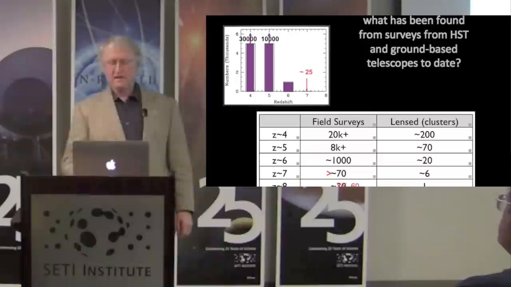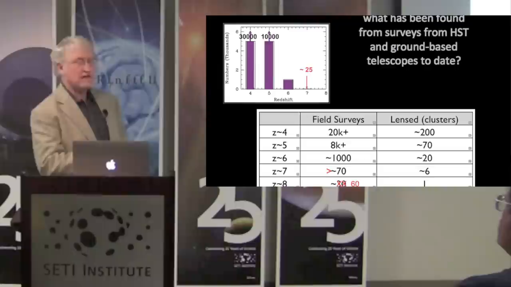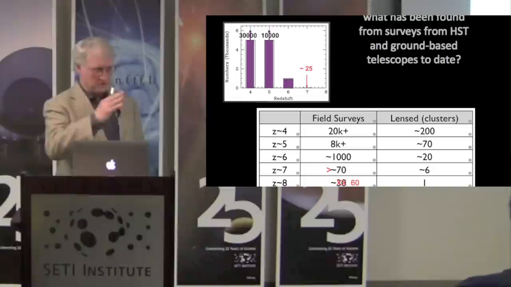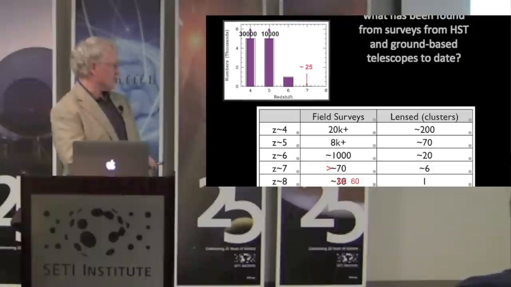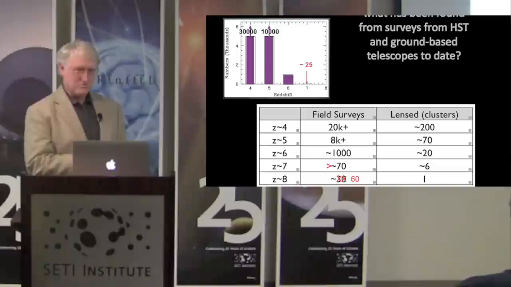But just to give you a sense, we now have something like 20,000 galaxies at redshift 4. Most of these are found from the ground. Most of these are Lyman Alpha sources. About 5,000 are found from space telescopes with the break technique. And so you can see, and this is 6 months ago, there were 30 of these at redshift 8. There's now 60. This is a very rapidly changing field. Tough out here. I'll show you. This is hard work. You've got to push the instruments a lot. The lensing clusters, small samples, but different and very valuable.